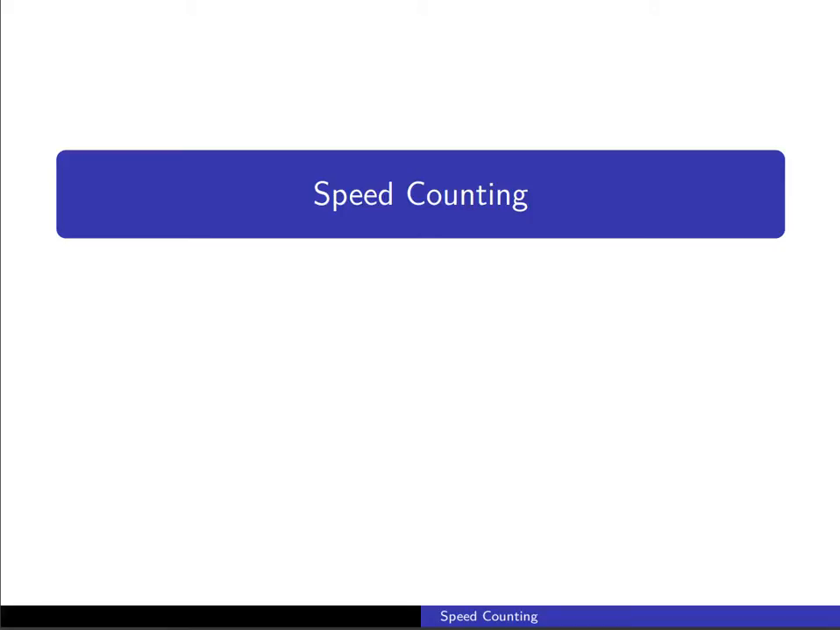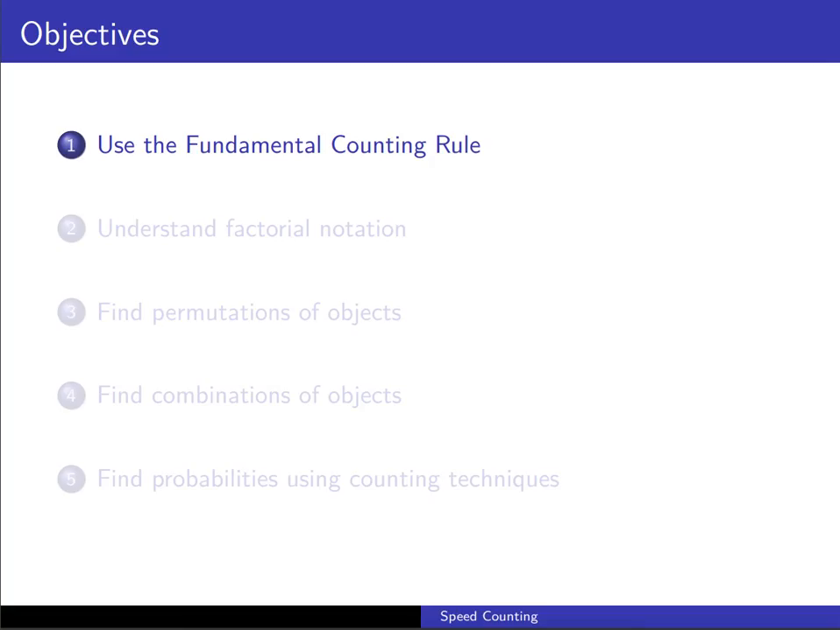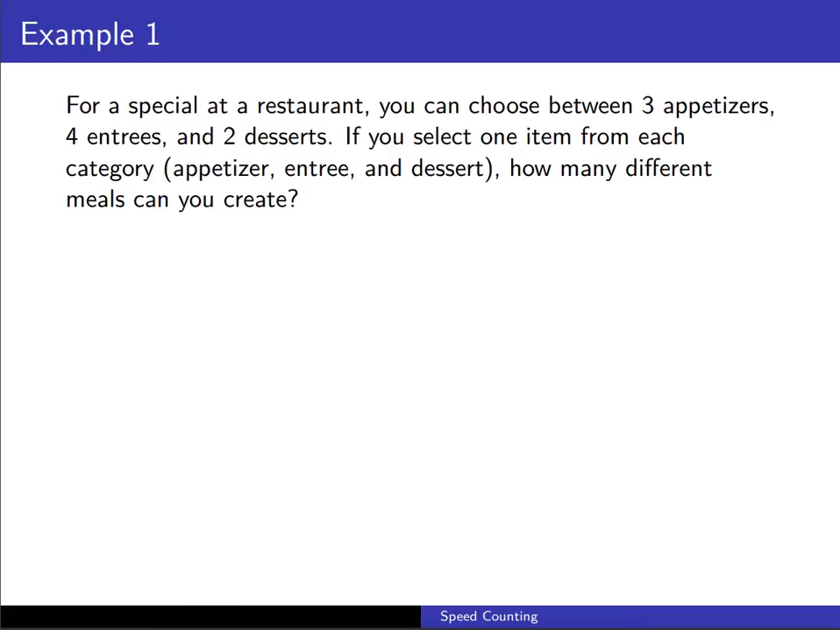In this video, we're going to introduce what I like to call speed counting, or counting without having to actually count out all the possibilities. So in this video, we're going to take a look at using what is known as the fundamental counting rule. And we'll start with an example because it'll illustrate the fundamental counting rule a little bit better than just explaining it.